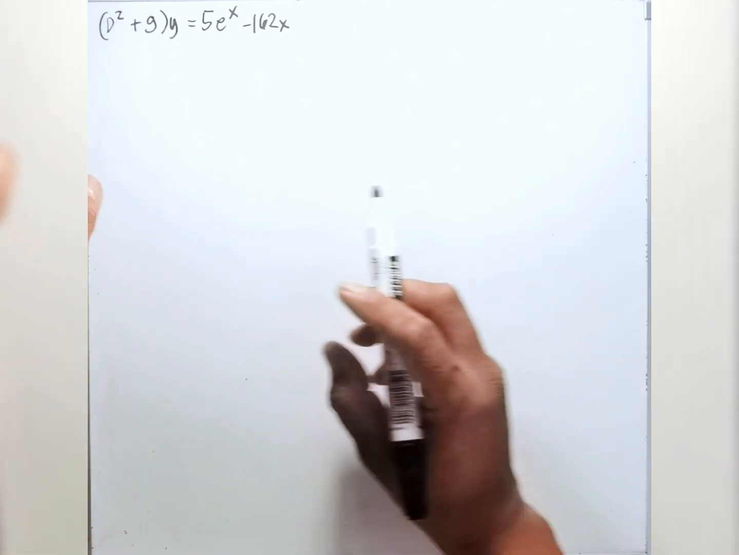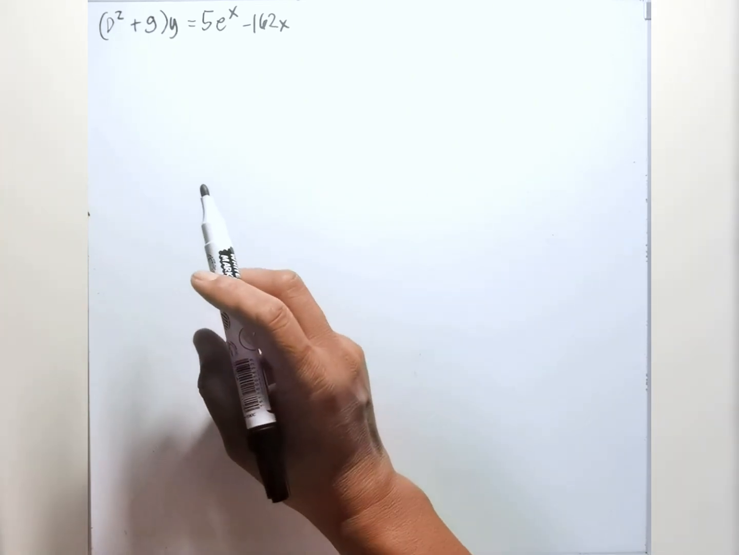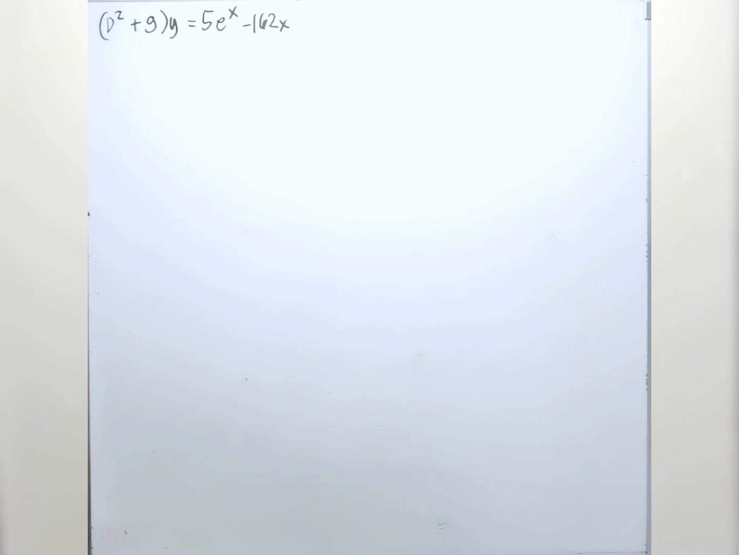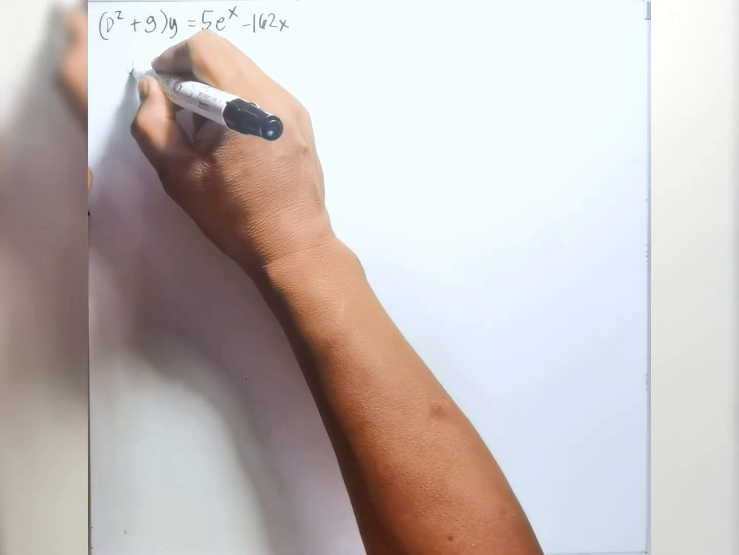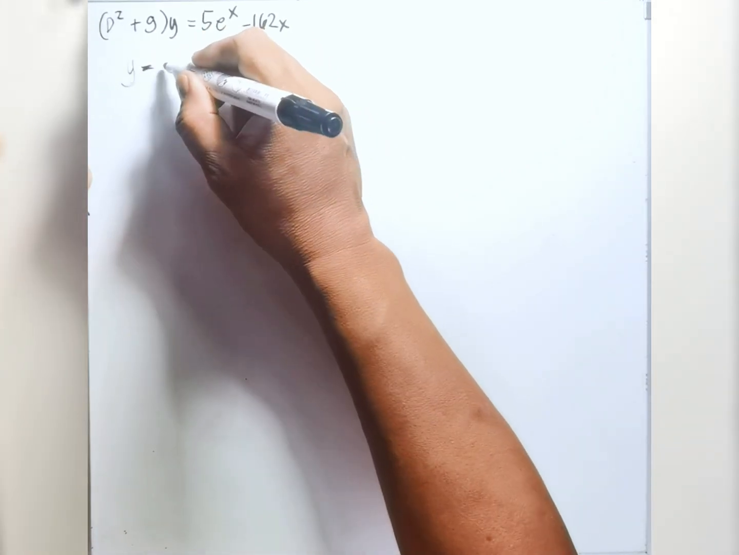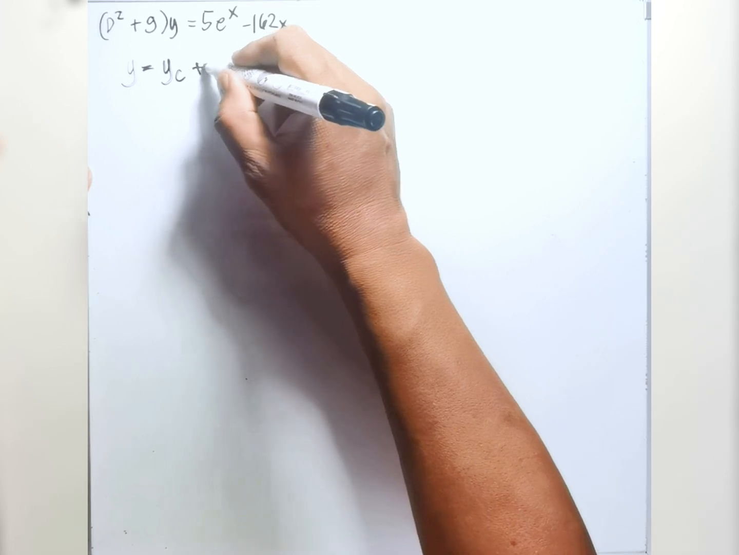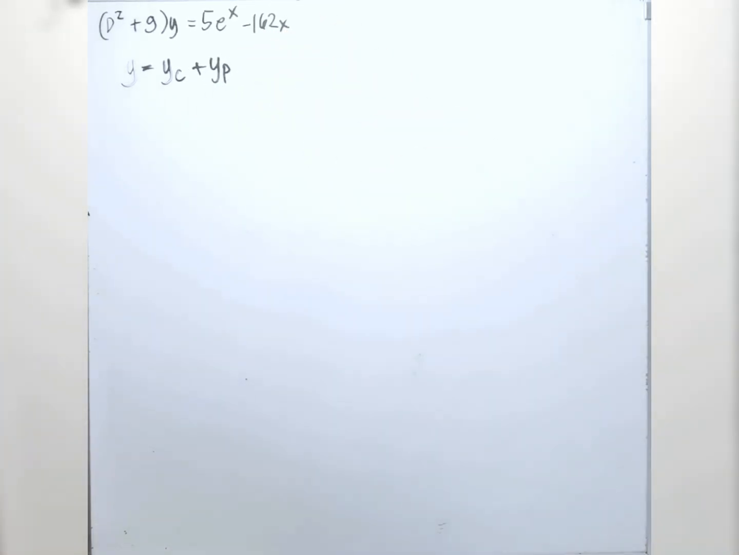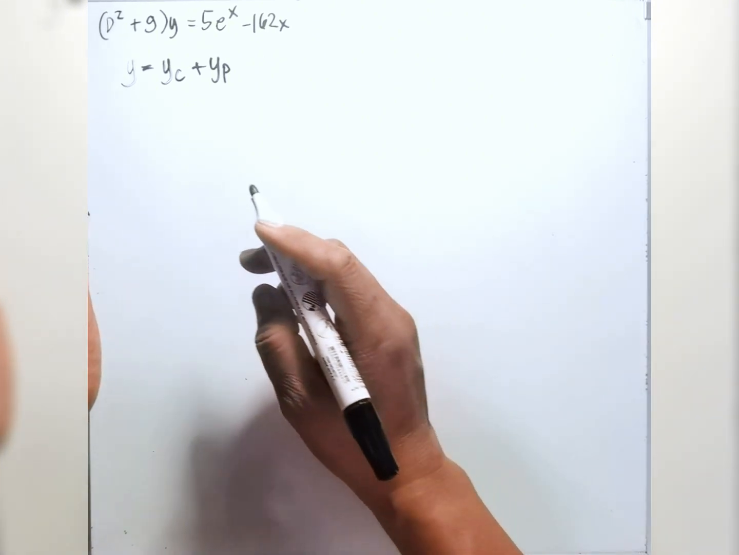Let's solve this non-homogeneous differential equation with constant coefficients using the method of undetermined coefficients. The general solution is y equals y sub c plus y sub p, where y sub c is the complementary solution and y sub p is the particular solution.